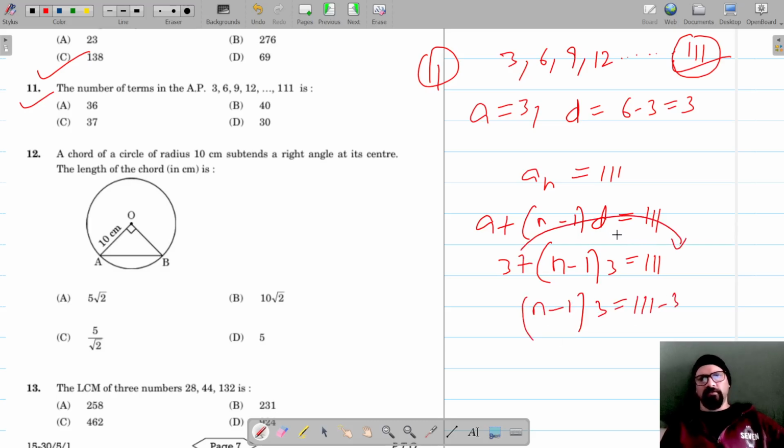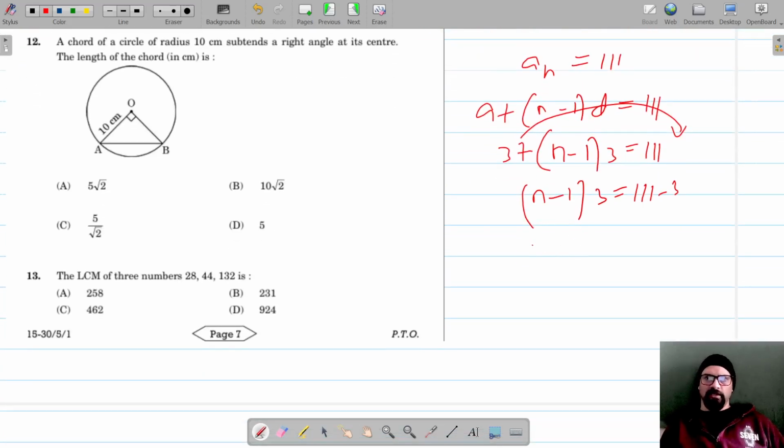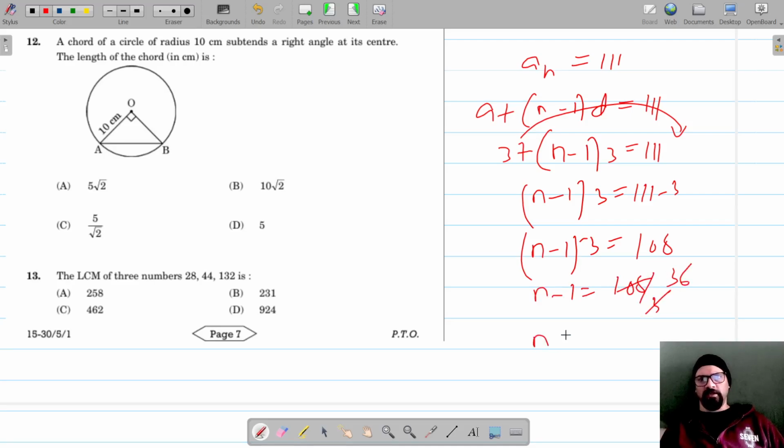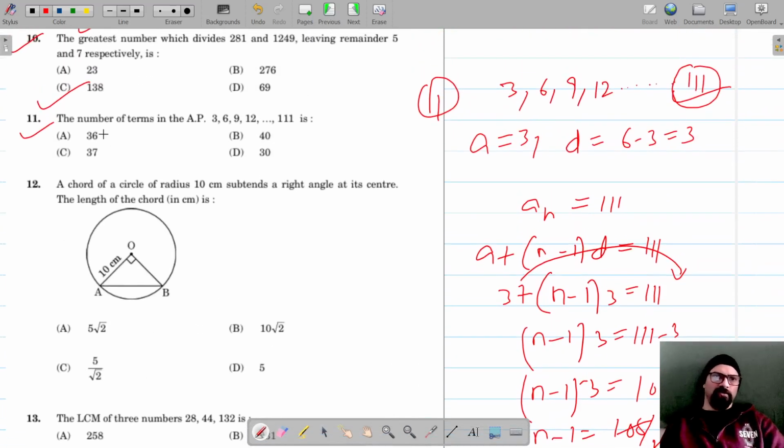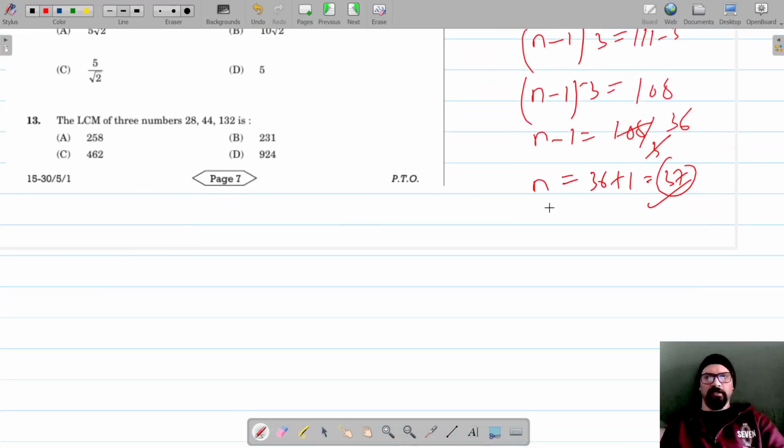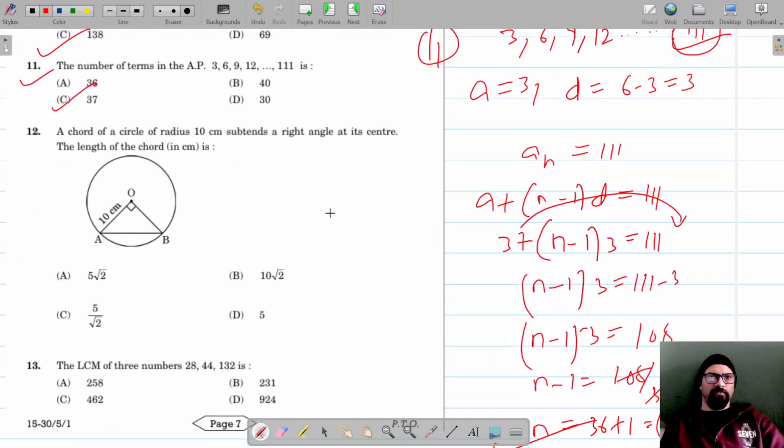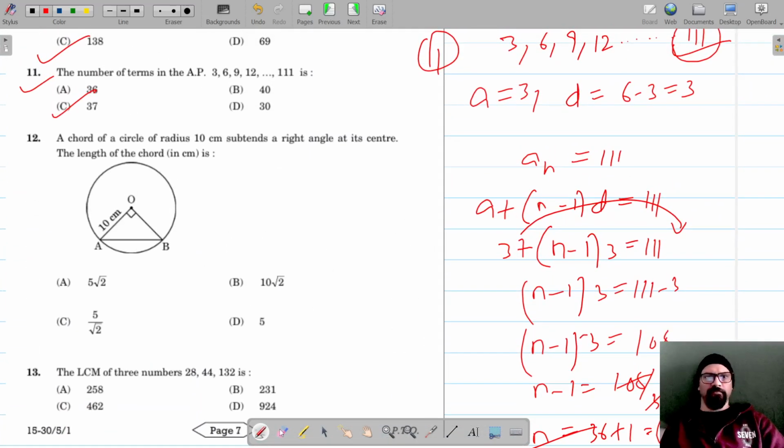Shift this to the right hand side, subtracted, and n minus 1 into 3 is equal to 111 minus 3, which is 108. So n minus 1 is equal to 108 divided by 3, which is 36, and n is equal to 36 plus 1, which is equal to 37. So 37, that is option C, is the correct answer for this. Number of terms in this AP are 37.